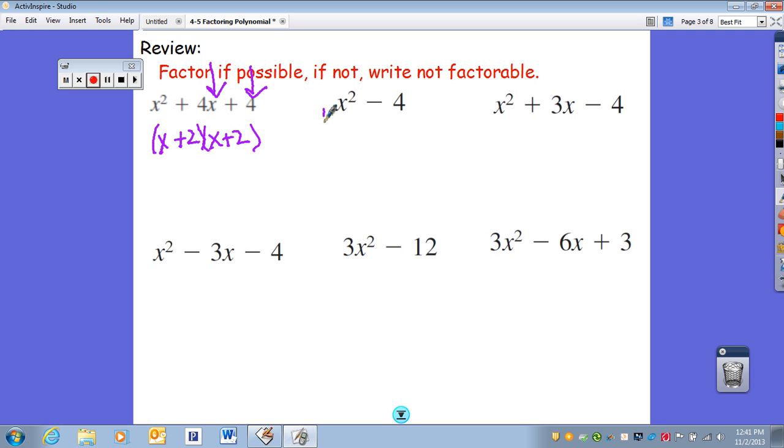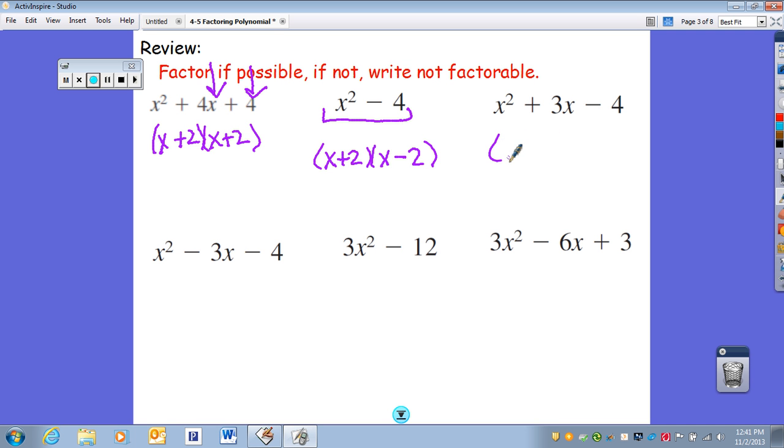Hopefully you recognize that our next quadratic is the difference of squares, so we draw our two sets of parentheses, and we have our x and our x, and we have one of these that is plus 2 and one that is minus 2, and that gives us our difference of squares.